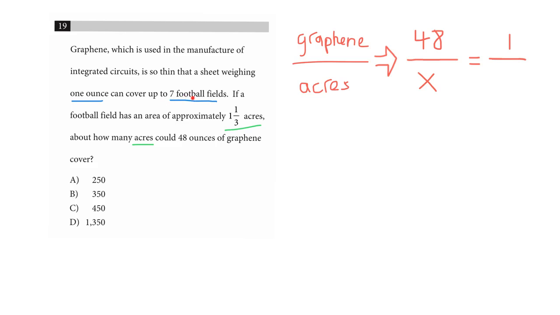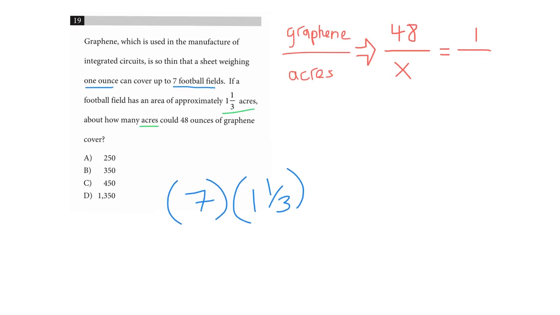Well, it covers 7 football fields. Each football field is 1 1/3 acres. So if we want to find out how many acres 1 ounce covers, well, we multiply 1 1/3 acres times 7, right? So I'm going to do that sort of off to the side. So it's going to be 7 times 1 1/3. Now, you might want to change that into an improper fraction. So on the next line, we're going to rewrite 7, and we're going to change 1 1/3 to 4/3.